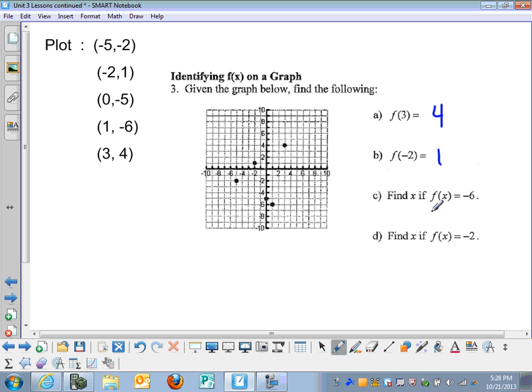Find x if f of x is equal to negative 6. So if y is negative 6, what is x? 1. Find x if f of x is equal to negative 2. If y is negative 2, what's x? Negative 5.